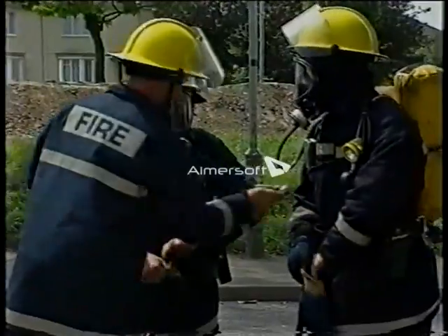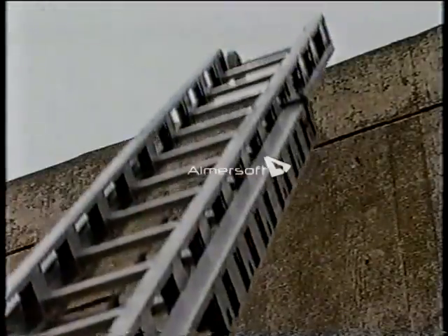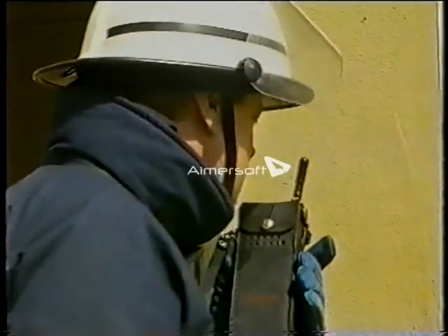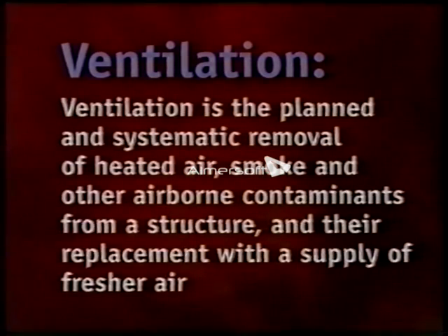In the range of firefighting tactics available to an officer in charge of an incident, one of the main methods for controlling a fire in a building is ventilation. It should be considered as part of the ongoing dynamic risk assessment at the scene. Ventilation is the planned and systematic removal of heated air, smoke and other airborne contaminants from a structure and their replacement with a supply of fresher air. It follows from this definition that the proper use of ventilation can improve the environment in which the fire is being tackled.